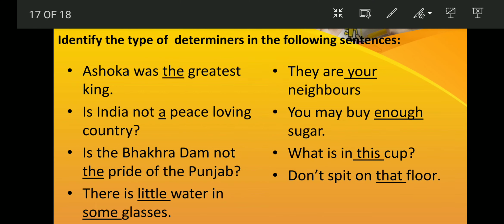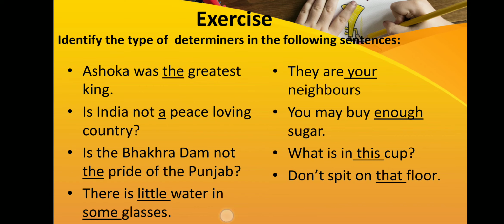There is little water in some glass. Little water. This is a determiner but this is a quantifier. Some glasses, some is also a quantifier determiner. They are your neighbors. Your is a possessive determiner. You may buy enough sugar. Enough is a quantifier determiner. What is this cup? This is a demonstrative determiner. Don't spit on that floor. This is also a demonstrative determiner.